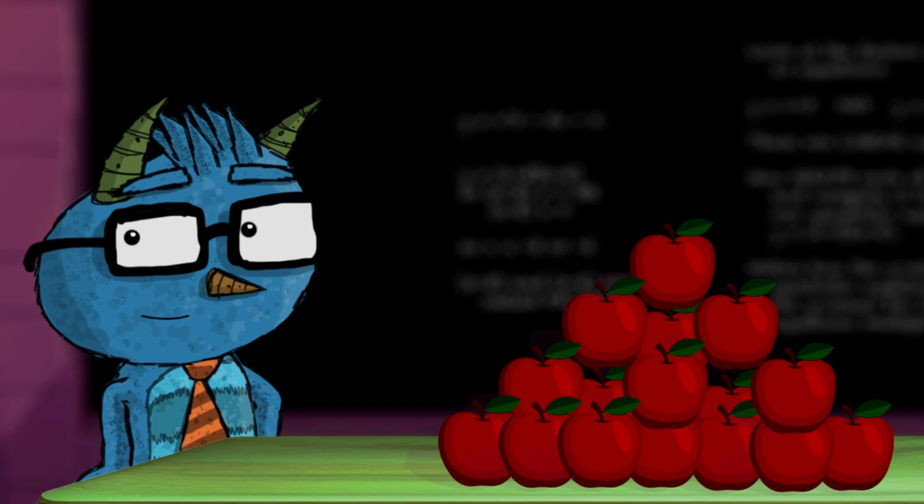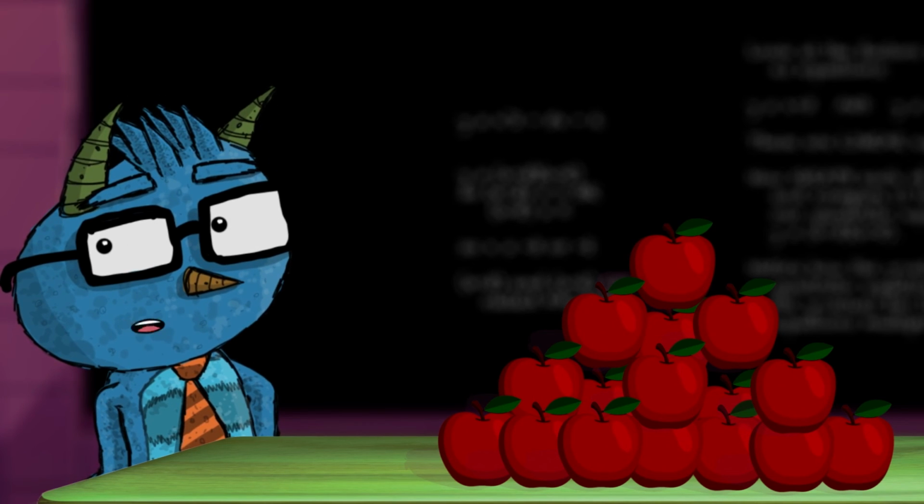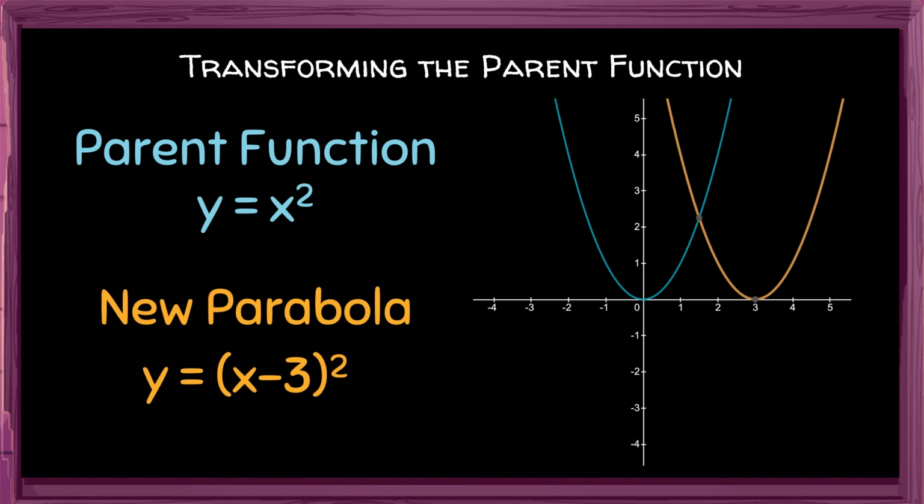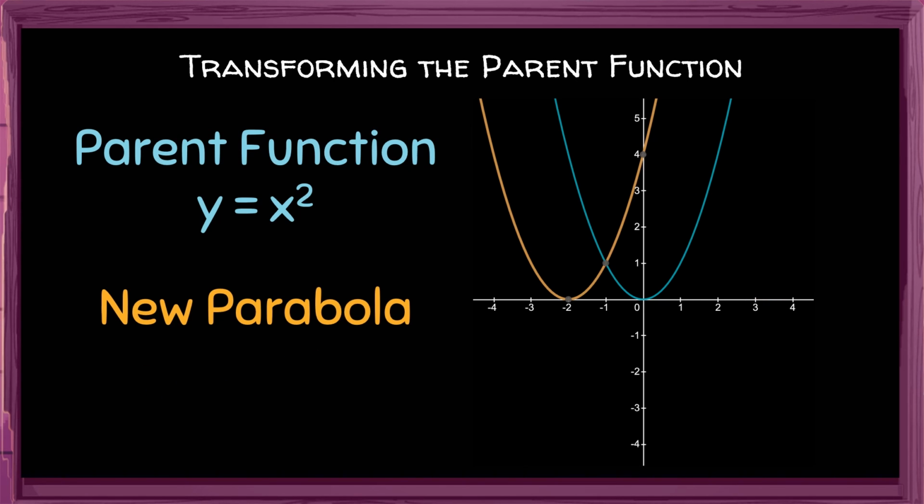Forget about the apples. Tom, you answered my question perfectly. To shift a parabola left or right, we change the number inside the parentheses, the number right beside x. If I want to shift the parabola to the right by 3 units so that it looks like this, I write y equals (x minus 3) squared. If I want to move the parent function to the left by 2 units, what would I write? You would write y equals (x plus 2) squared, right?